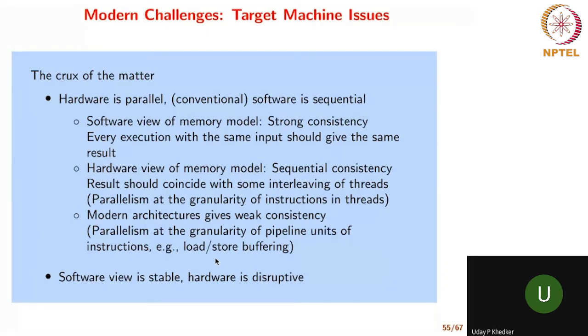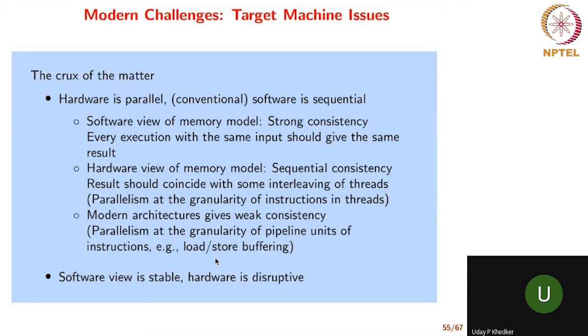There are parallel languages, but they have not become the mainstream languages. They haven't become very common. Of course, for some GPUs, we have CUDA, etc. But still, most of the languages continue to be sequential. The hardware view of the memory model is very different.